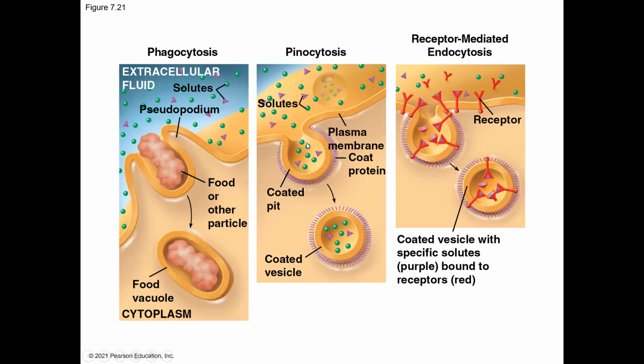Receptor-mediated endocytosis is basically targeted endocytosis, in that you have receptor proteins that are searching for or targeting a specific solute. And then, as enough of them are bound, the vesicles will pull in those receptors and take them into the cell to be used for whatever purpose they may be needed.